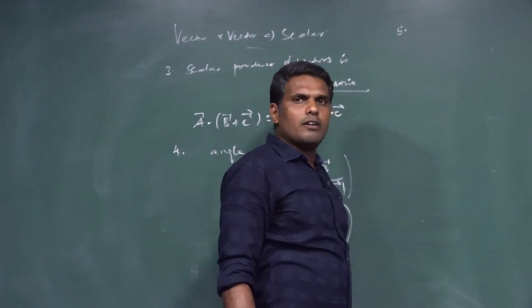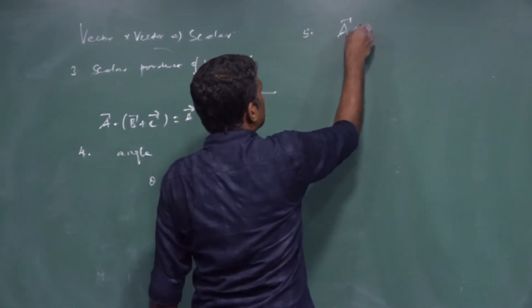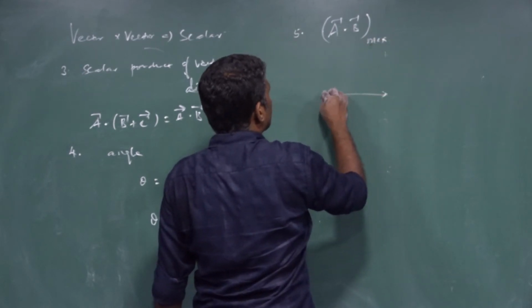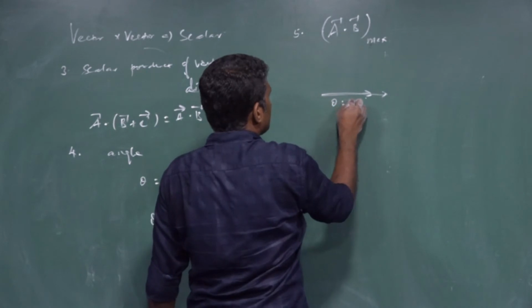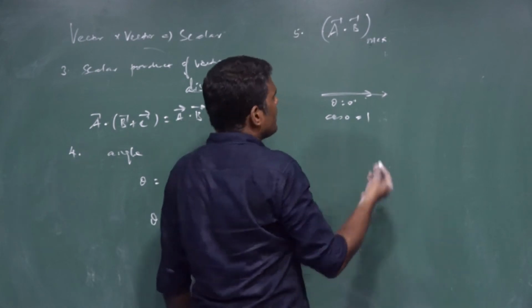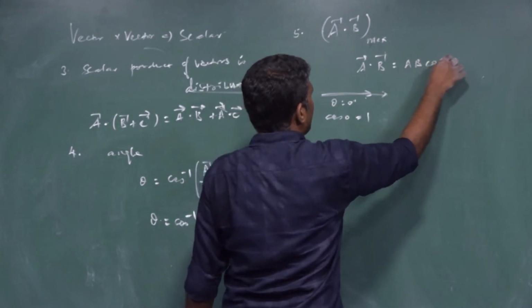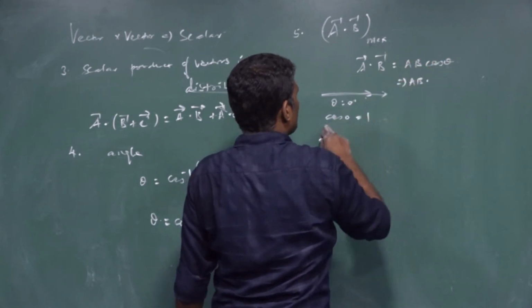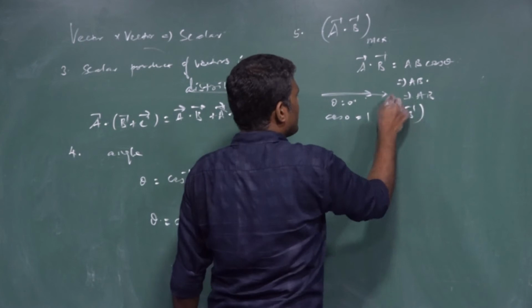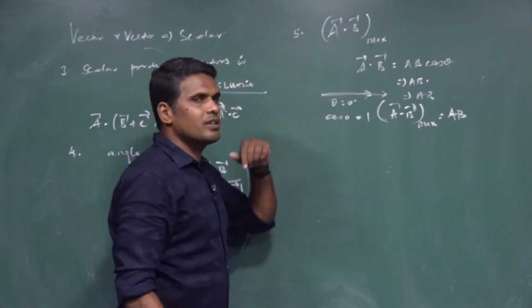When do we say the dot product of two vectors is maximum? A vector dot B vector is maximum when the angle between the two vectors is 0. If theta is 0, cos 0 is 1. Then the dot product can be represented as A vector dot B vector is equal to AB cos theta, which is AB into cos 0 is 1, so simply AB. So A vector dot B vector is maximum and it is equal to AB when theta is equal to 0.